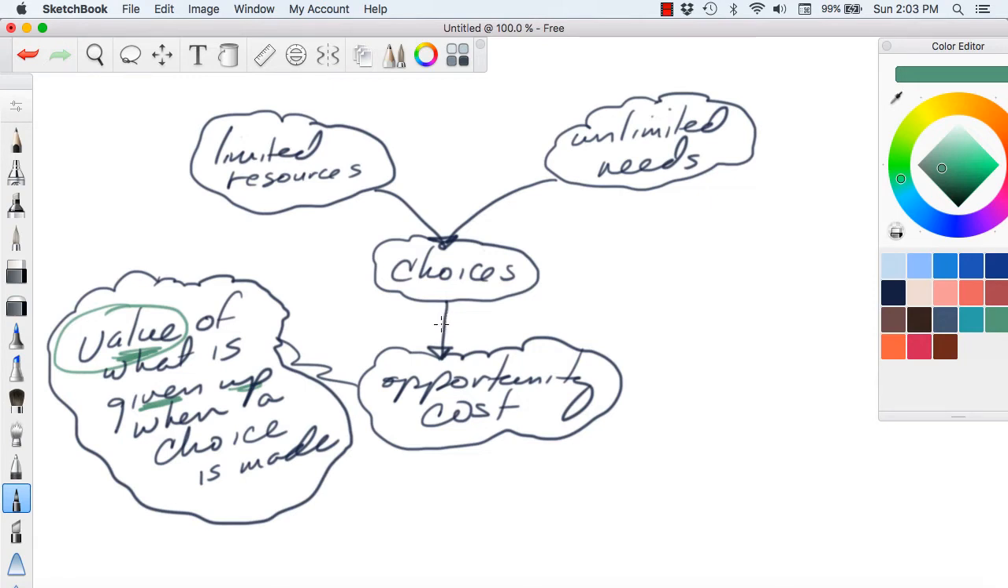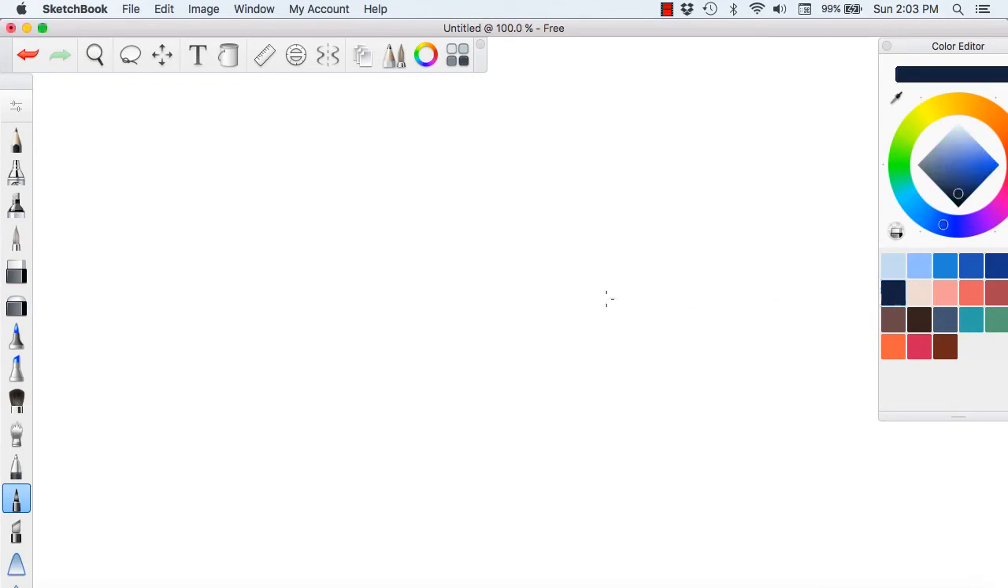So I'm going to erase this, and let's keep moving here. Let's talk about a hypothetical meal. Maybe this is breakfast. Let's say the first column here is my options, then here is the value of each option, and then here's the price of each option.